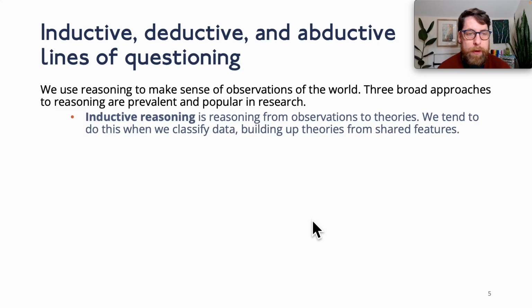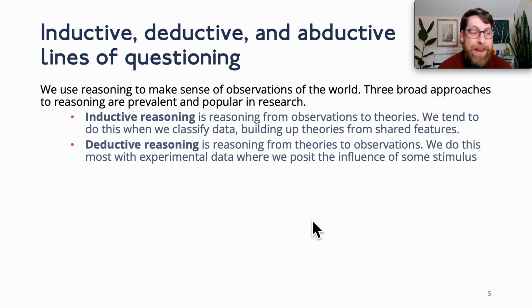Now, inductive reasoning is reasoning from observations to theories. We would do this when we classify data and build up theories from shared features. Deductive reasoning is reasoning from theories to observations. It's in the other direction. We do this with experimental data when we posit the influence of some stimulus. Now, why would that be the case?